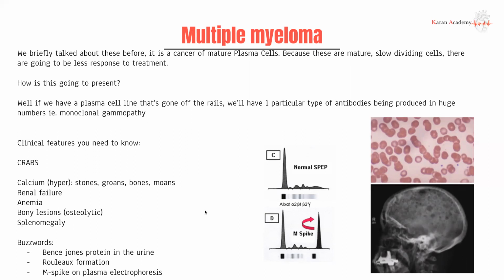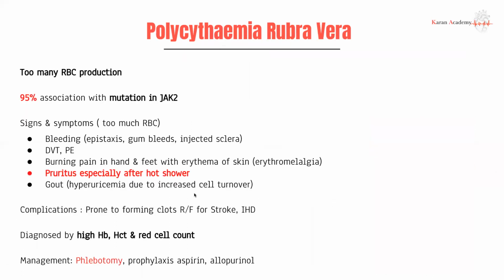You can also have rouleaux formation, which is the stacked appearance of RBCs, and that's because of high levels of plasma proteins. And then you would also have the M spike on plasma electrophoresis, indicating that you have high levels of one particular gamma chain being produced. And this is what the M spike looks like.